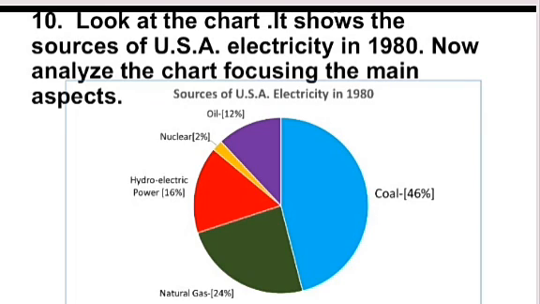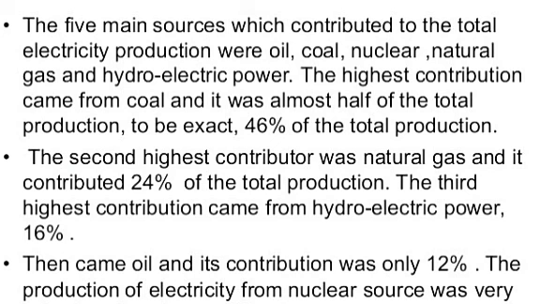Let us check the question again so that we don't make any mistake. And now we are going to explain or highlight all the data, the information that we find in the pie chart. The description could start in this way, and here as the names of the contributors are very important, first of all, we have mentioned their names. The 5 main sources which contributed to the total electricity production were oil, coal, nuclear, natural gas and hydroelectric power.